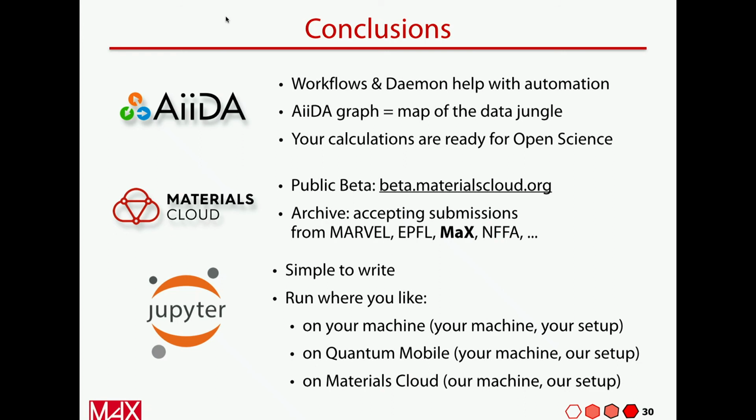So let me conclude. AiiDA is our way of dealing with the high-throughput problem, and in particular the AiiDA graph is our map to the data jungle. What I can promise you today is that if you do your calculations with AiiDA now, they are ready for open science. Materials Cloud is a younger project. It's now in a public beta, but the archive is now accepting submissions from our partners. So if you're affiliated with MAX, for example, you're very welcome to check it out.